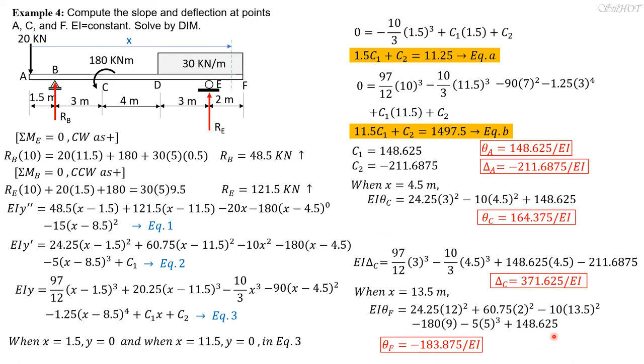Since we ran out of space, I will leave that calculation to you. You just substitute in equation 3, x is 13.5, and check that delta F is equal to this value, negative 347.75 over EI.